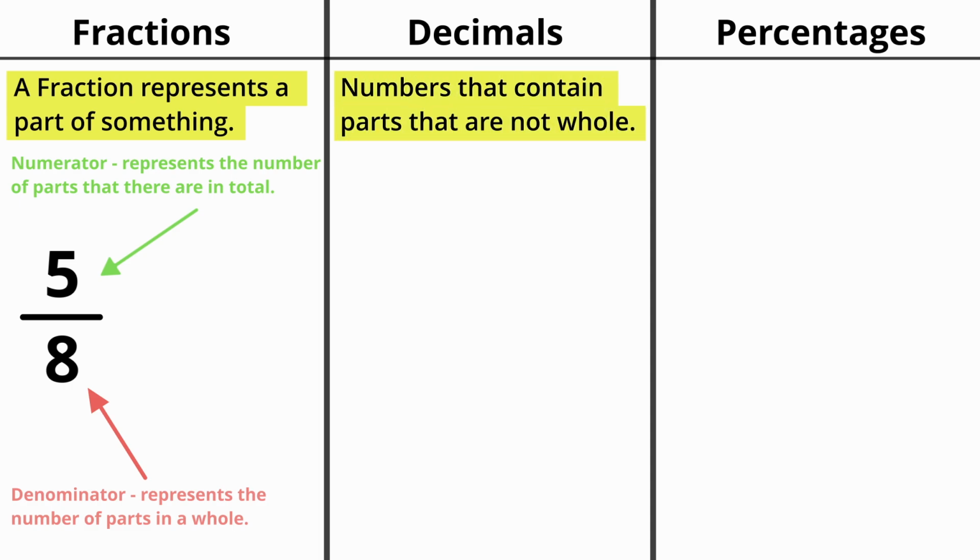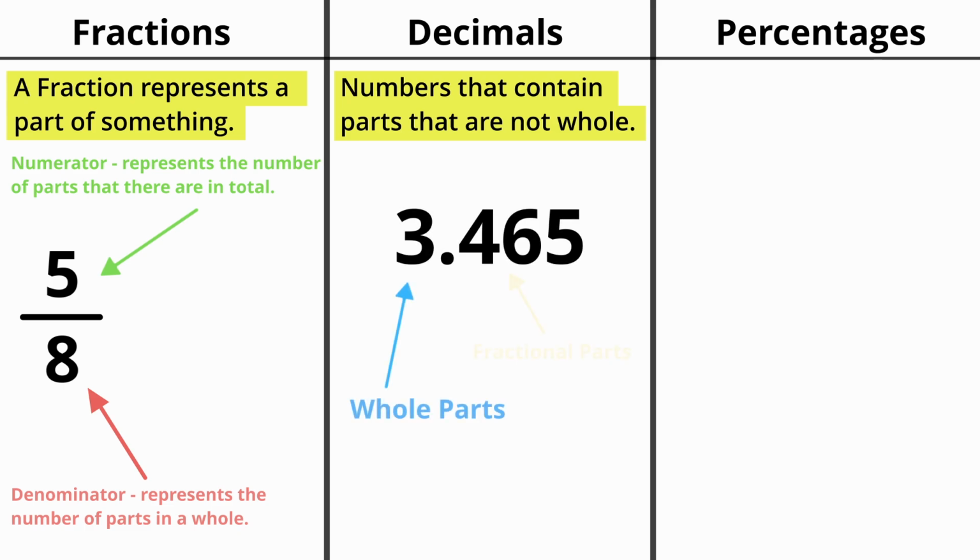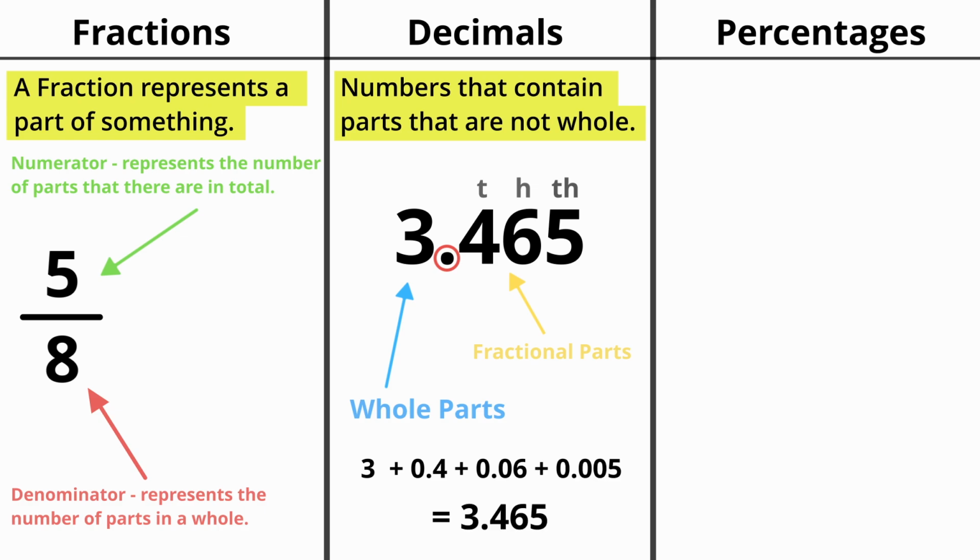Decimals are numbers that contain parts that are not whole. They represent the amount of whole parts and fractional parts in a number. Whole parts are separated from fractional parts by a decimal point. The first number after the decimal point represents the number of tenths, the second number represents the number of hundredths, the third number represents the number of thousandths, and so on. For example, the number 3.465 is equal to 3 and 465 thousandths, because 3 plus 4 tenths plus 6 hundredths plus 5 thousandths is 3.465.